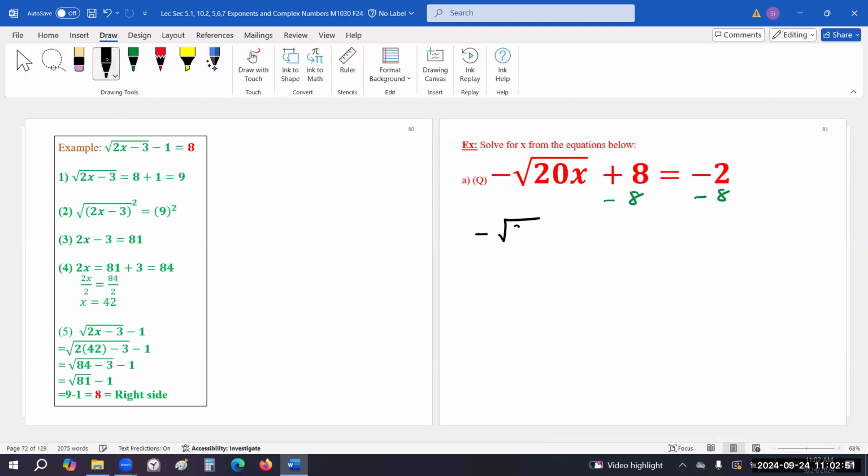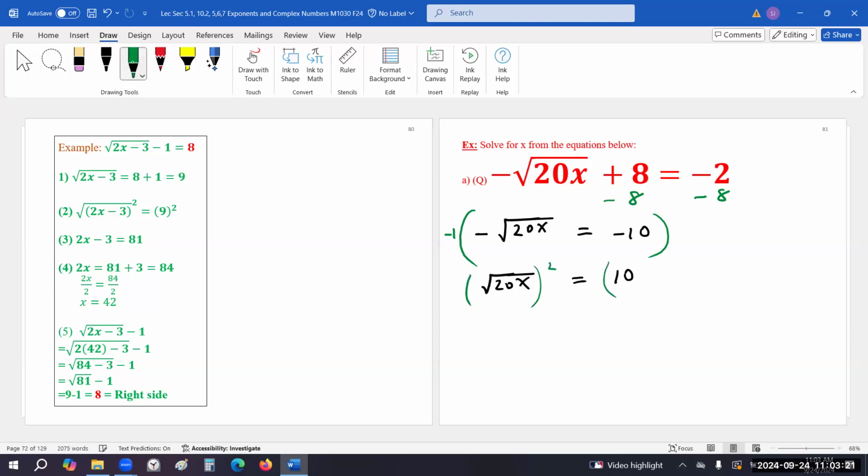So we have square root of 10x, the negative sign. What's negative? Negative 10. And here, I would multiply both sides by -1. Then you would get square root of 20x equals 10. And now it's weak, very weak. So what do you do?